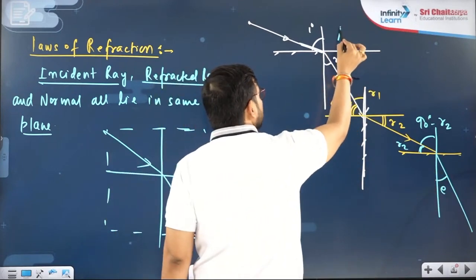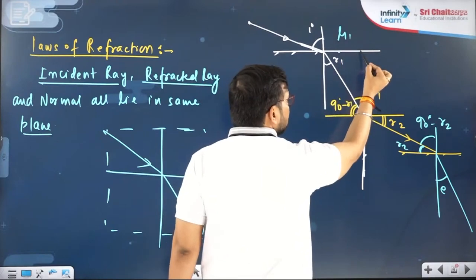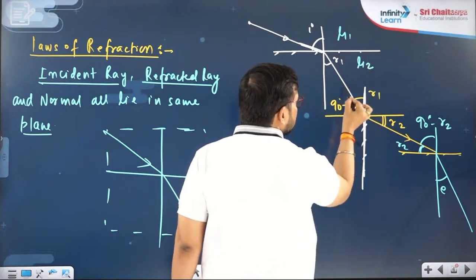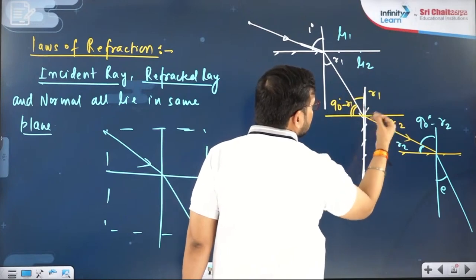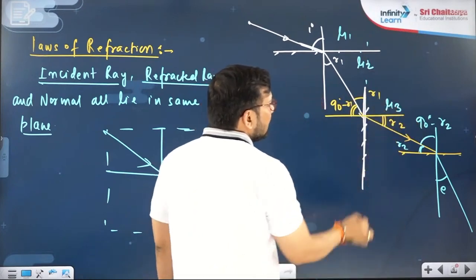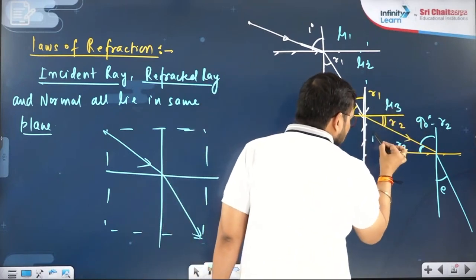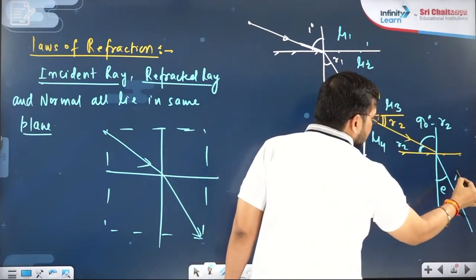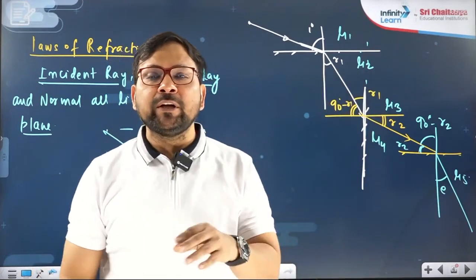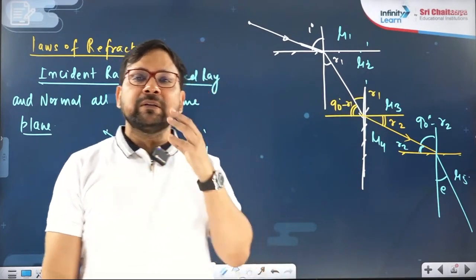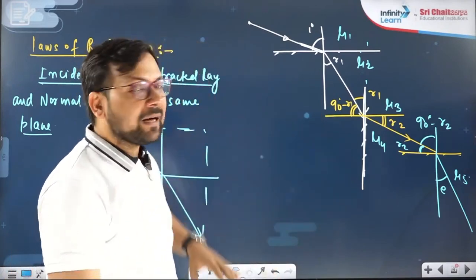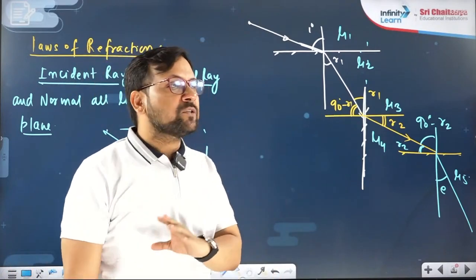This medium here is mu1. This interface separates medium mu1 from mu2. Then this side medium is mu2, then I am giving you mu3 here, then the lower medium is mu4, and that medium is mu5. First, see the diagram completely. I am going to tell you something about Snell's law, the second law that you know, mu equal to sin I by sin r. But see the diagram, have a feel. Have you understood the diagram? Let me know.